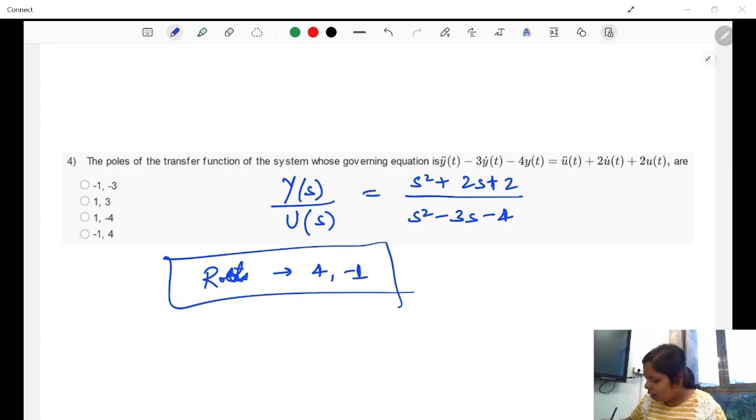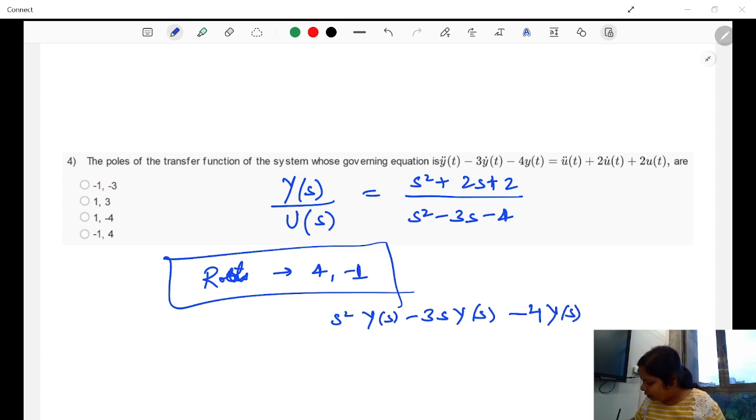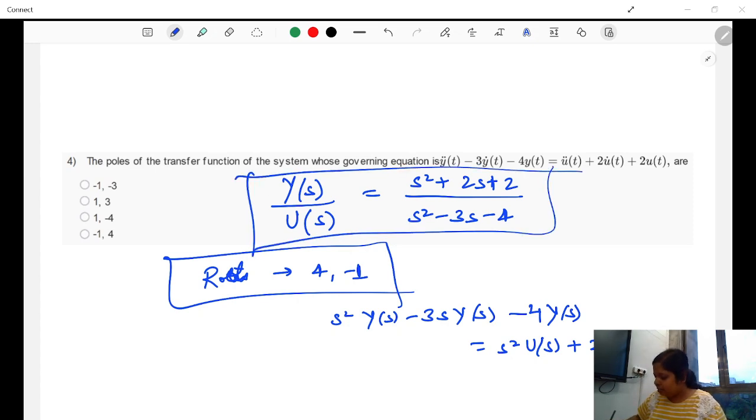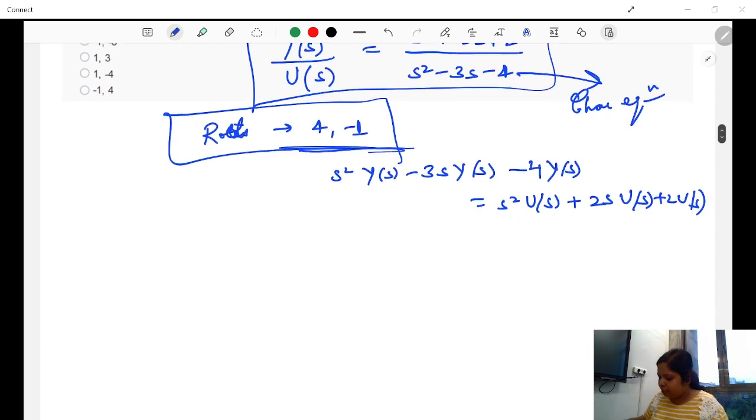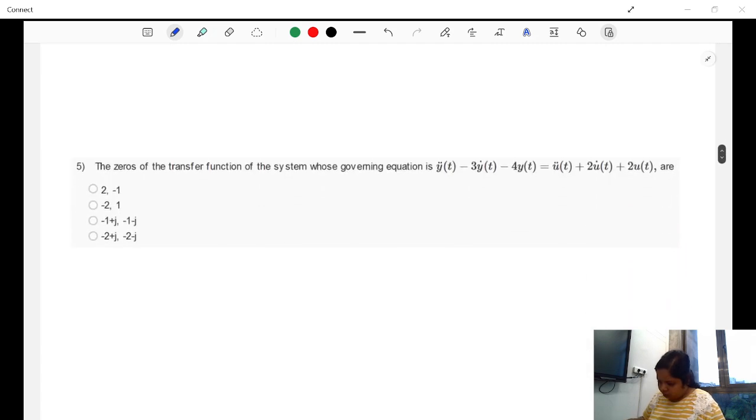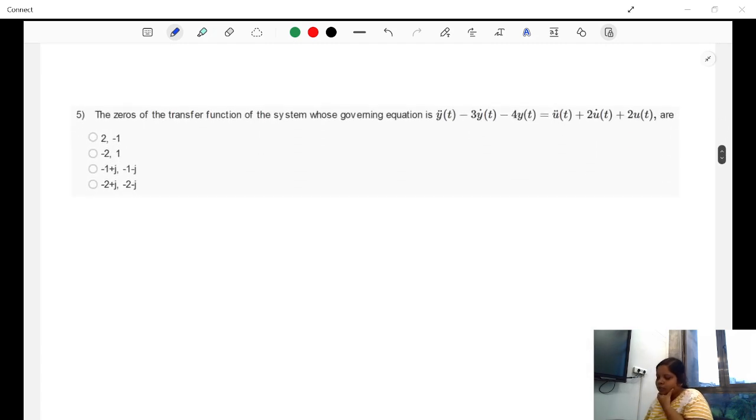So you just had to do s square Ys minus 3s minus 4, and on the right-hand side it would be s square Us plus 2s plus 2Us. You have to rearrange the terms, and you get this. The characteristic equation is in the denominator. Now you are supposed to find the roots, and the roots would be 4 and minus 1. So these are the poles of the transfer function. Very good. Now, can you tell me what are the zeros of this transfer function?